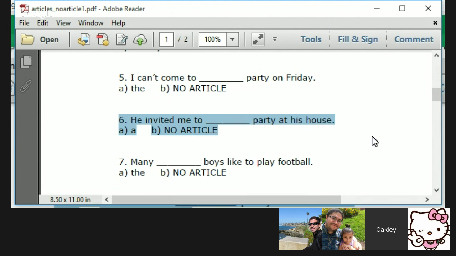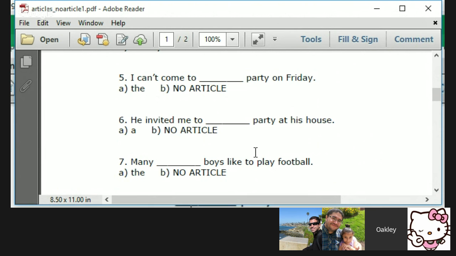He invited me to a party at his house. Okay, why are we using a? Because you are referring to a specific party. No, specific is the. We use the for specific, the party on Friday. We use a to show one of many, one of a group, one of many possibles.